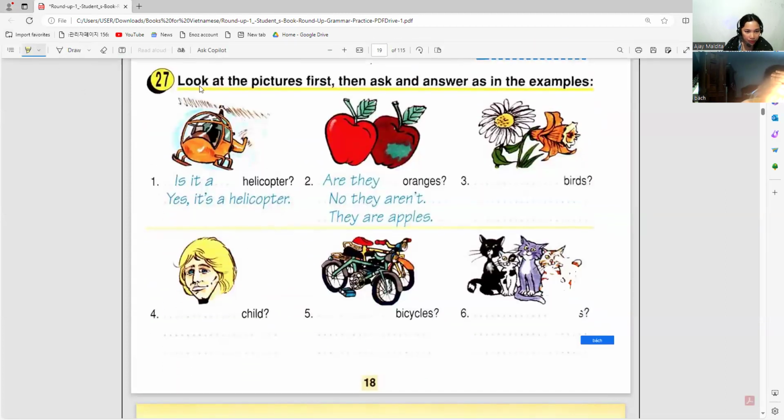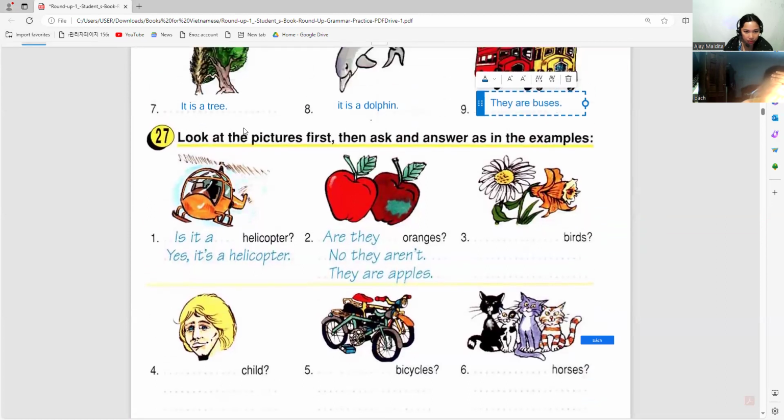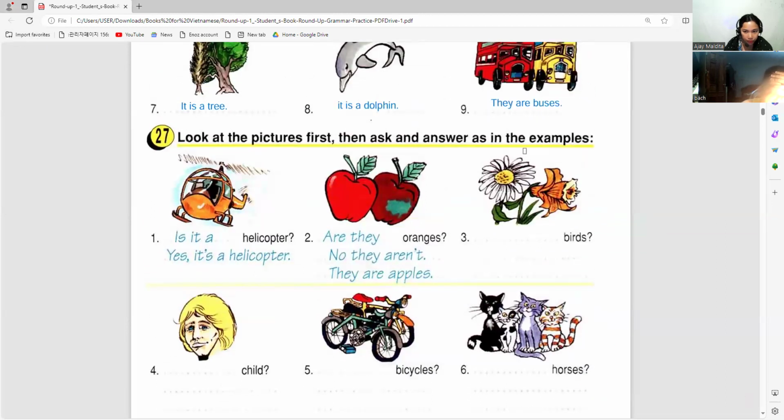Okay, number 27, Wang Bak, please read our instruction. Look at number 27, please read our instruction. Go. Look at the picture. Oh, Wang Bak, please read. Look at the picture. Picture is first. Ask and answer.